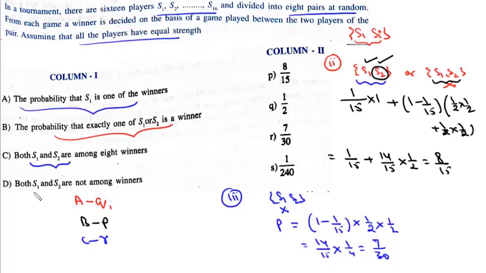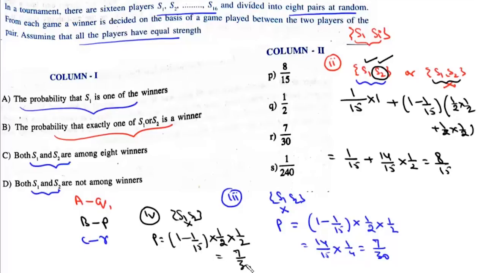And finally, we have D, which is both S1 and S2 are not among the winners. In this case also, they cannot be paired against each other. So for this fourth one, again we have S1 and S2 not playing against each other. So this probability will be 1 minus 1 by 15. Now in its pair, S1 must not win and S2 must also not win. This probability is the same as that of the third, so this again will be 7 by 30. So this D also matches with R.